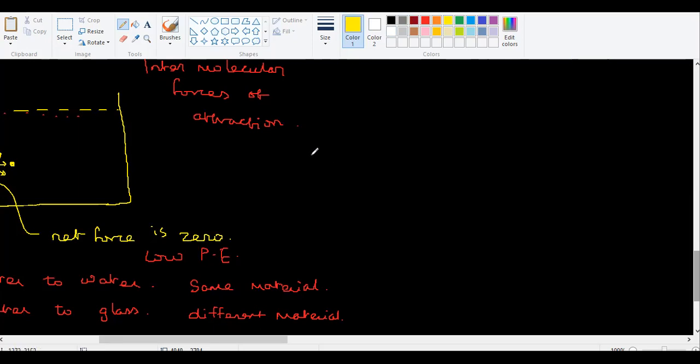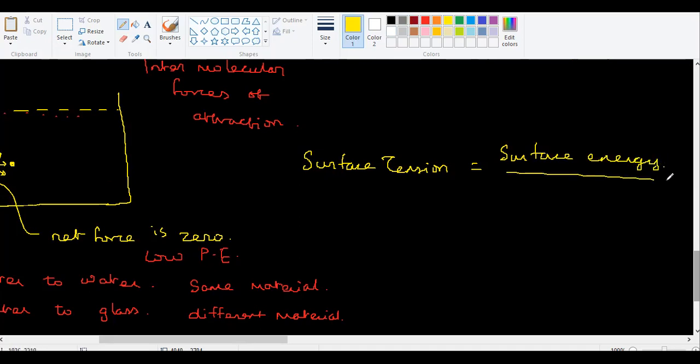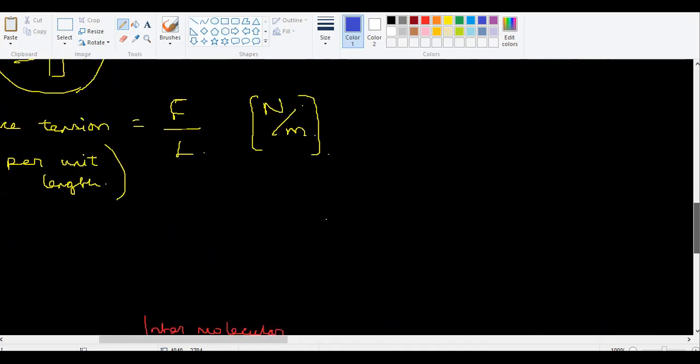So another way of defining surface tension is surface energy by area. Earlier we defined it as force per unit length, F by L. Think about it. Surface energy is nothing but Newton meter. Area is meter square. So if I cancel meter, I'll be getting Newton per meter. Okay. So that is one way of defining surface tension, force per unit length.